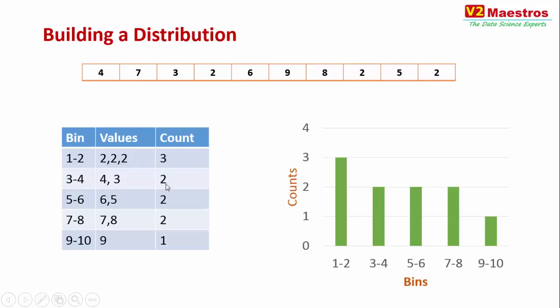So once you have the count and the bins, you plot the bins on the x-axis, 1, 2, 3, 4, 5, 6, 7, 8, 9, 10, and plot the counts on the y-axis, and then you put in the points or bars or whatever you want to show. And this is how you build a distribution chart for a given set of data.